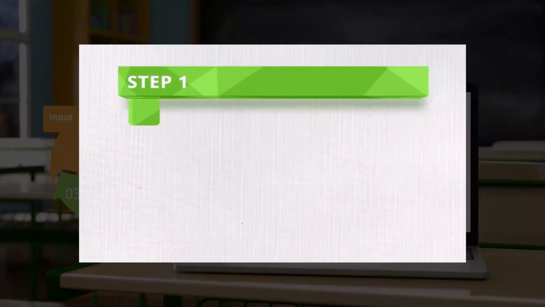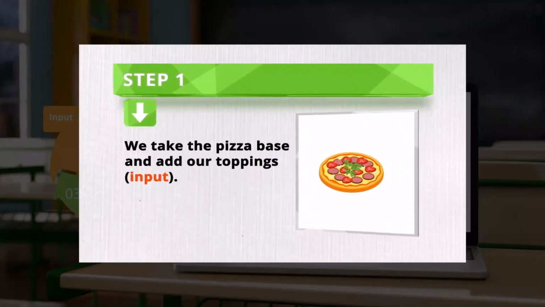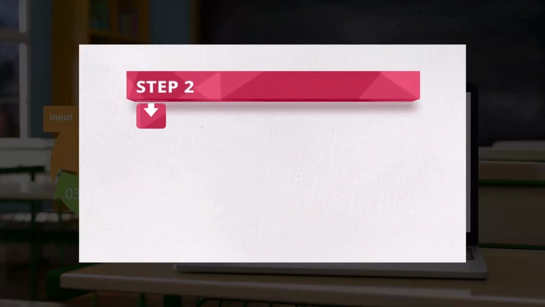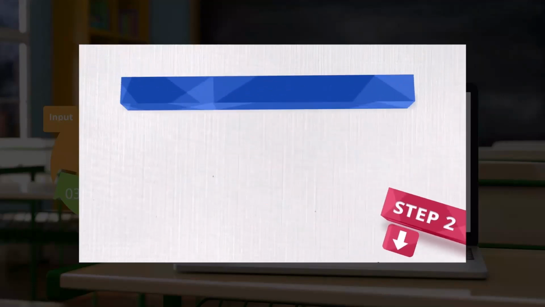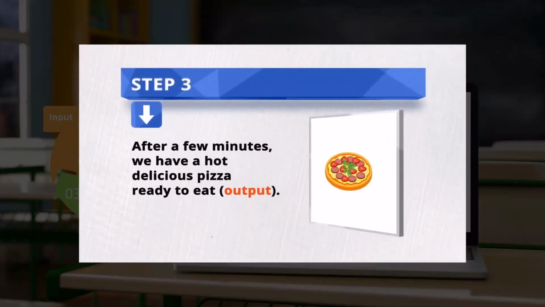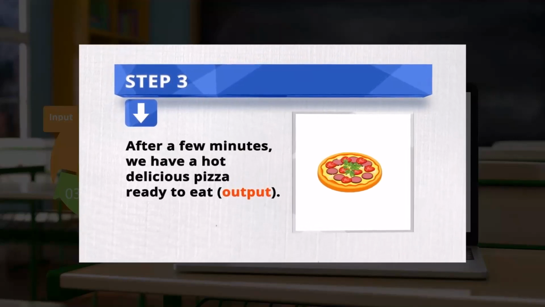Step 1. We take the pizza base and add our toppings, input. Step 2. We bake it in the oven, process. Step 3. After a few minutes, we have a hot, delicious pizza ready to eat, output.